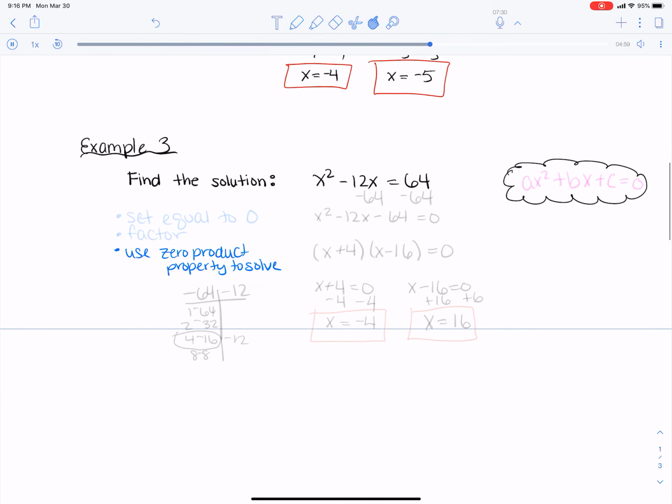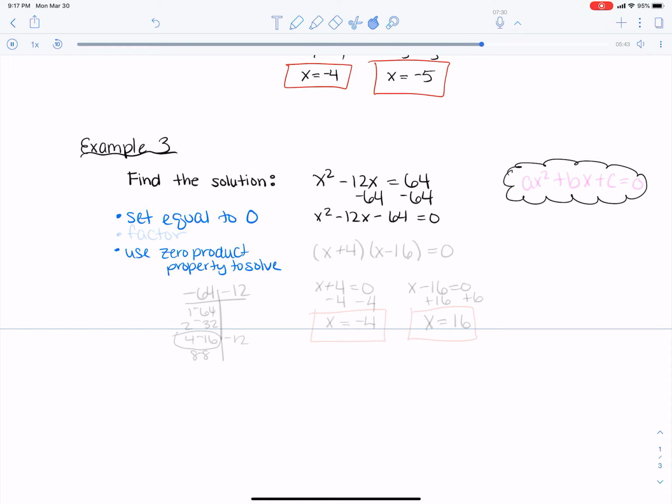All right, so example 3 is x squared minus 12x equals 64. Now this one looks slightly different because it's not set equal to 0. I have x squared minus 12x on the left-hand side of my equal sign, and then I have 64 on the right-hand side. So we have to first set this equal to 0. In order to set my quadratic equal to 0, I'm going to subtract 64 from both sides. So we're left with x squared minus 12x minus 64 is equal to 0.